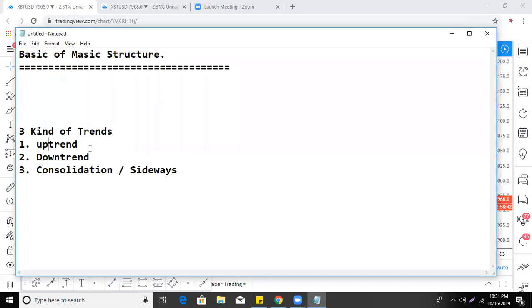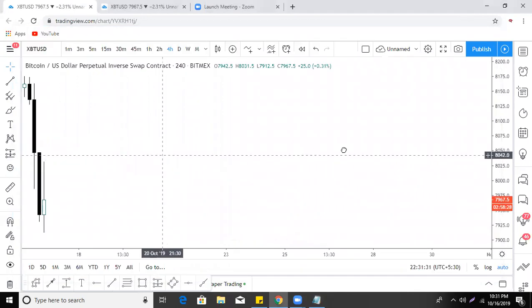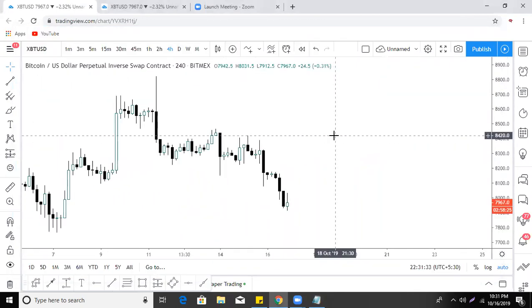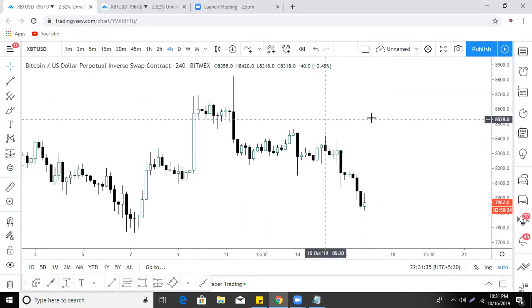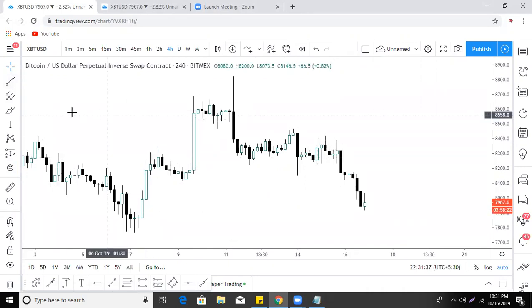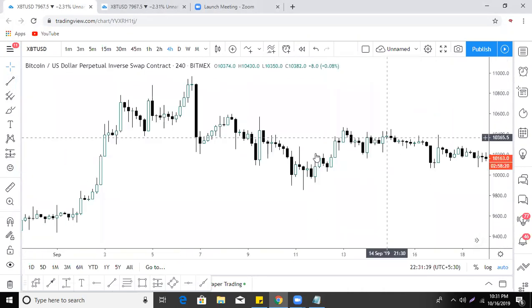The first one is uptrend, when the price goes higher, like the Bitcoin price from April to now has reached from 3,000 to 8,000, so it's an uptrend. The downtrend is when price drops, and consolidation is when it moves sideways. To understand market structure, you should know about all three trends. Okay, let's discuss first about the uptrend.